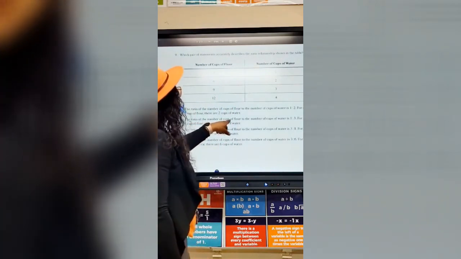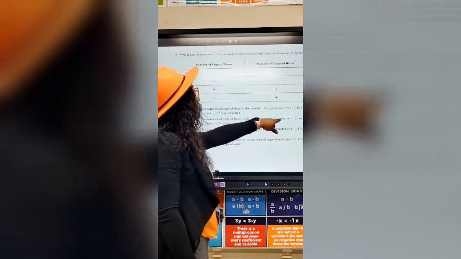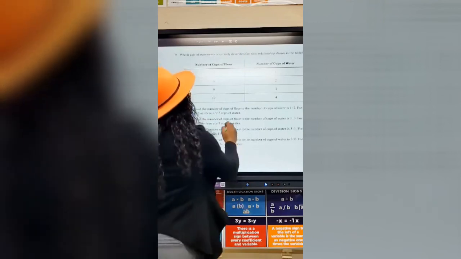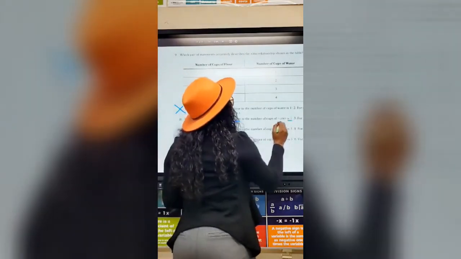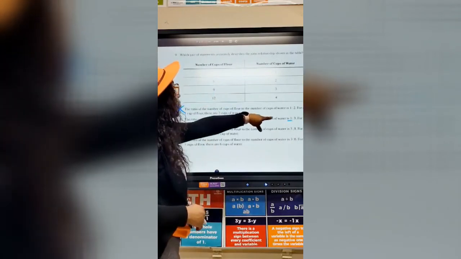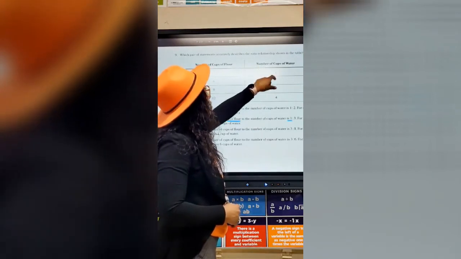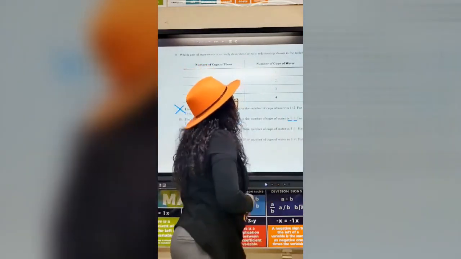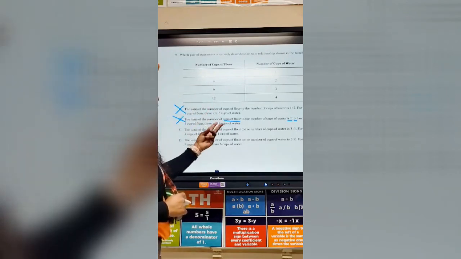So look at B. The ratio of the number of cups of flour to the number of cups of water is 1 to 3. So I look at flour, and because that's mentioned first, the number that correlates to it should also be first in my ratio. And I see that 3 is the representing number and 1 represents water. However, they have them switched. So that tells us that these are not a clear representation that accurately reflects the table shown. So what they did was switch them around. All right, and with ratios, order matters. So we need to make sure that we are not switching anything around.